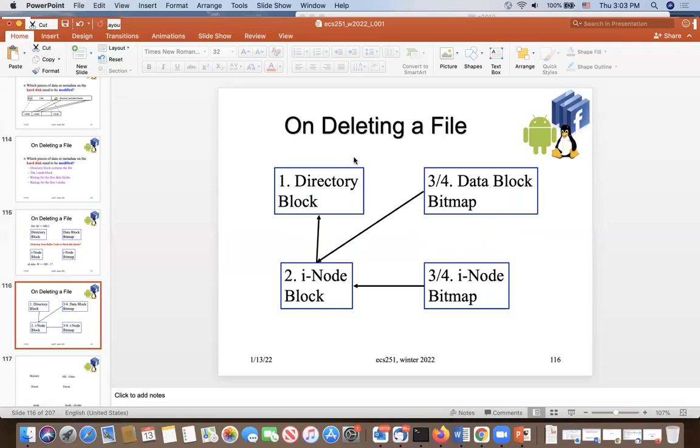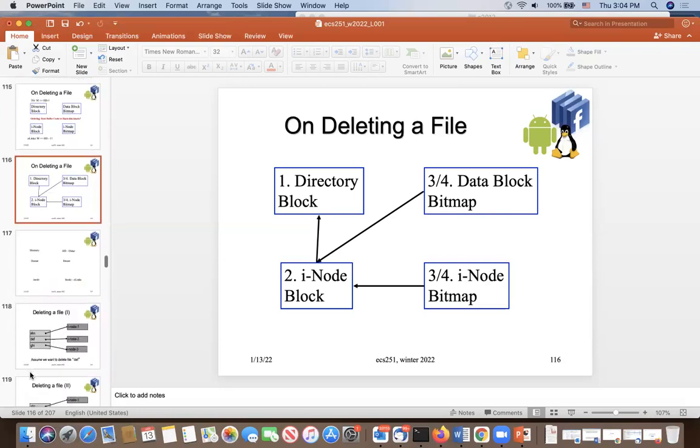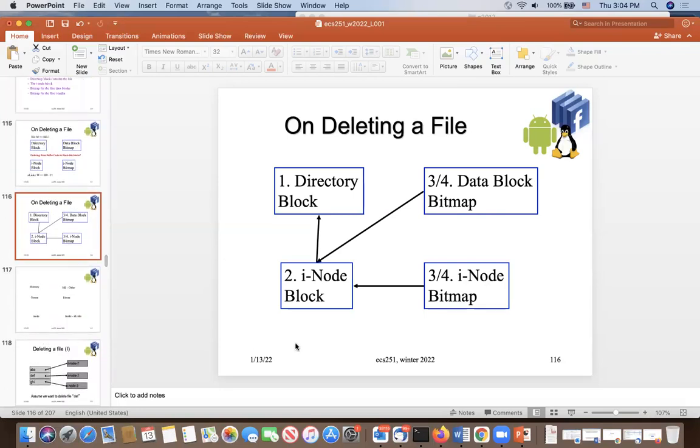So the order should look like this. The first one you need to update is the directory block. After you're done with the directory block, then you do the inode block. And then you update the free block bitmap and the free inode bitmap. It doesn't matter which one goes first because they don't depend on each other. Does this make sense to all of you, on deleting a file?